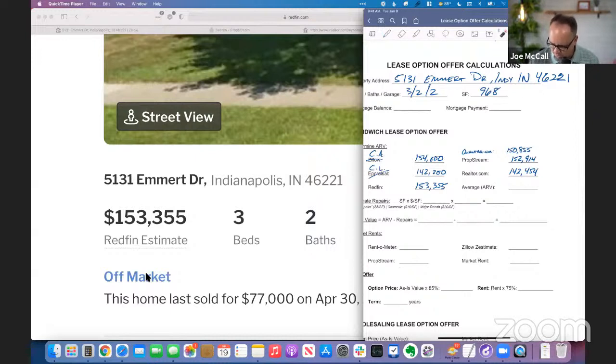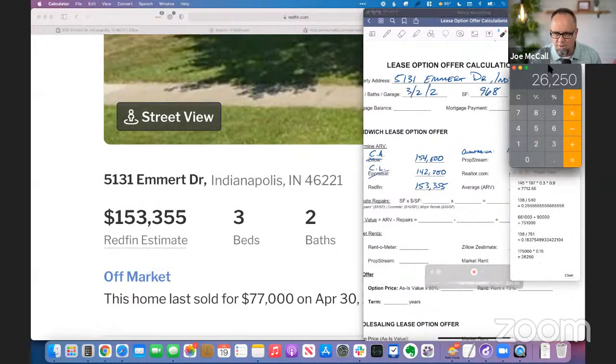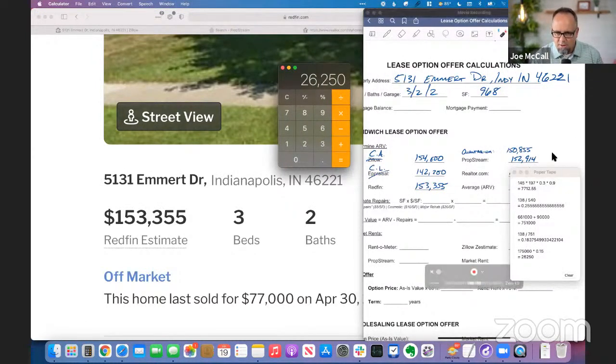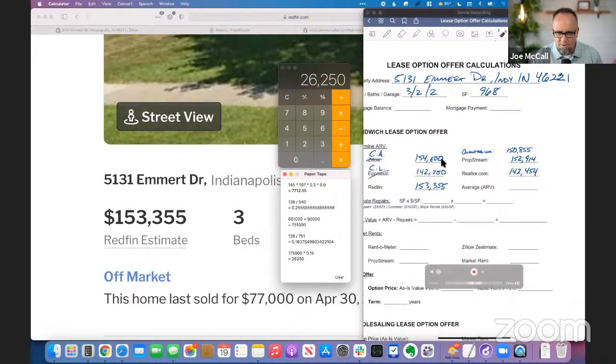Now I've got how many? 6 different values. Now I just need to average them. Okay. And I'm going to get an average. Now this is going to get you in the ballpark. Right? It's not going to be exactly right, but it's going to get you in 5 to 10%, which is good enough for me. This is just our initial offer. So I'm going to open up my calculator here and move this around.